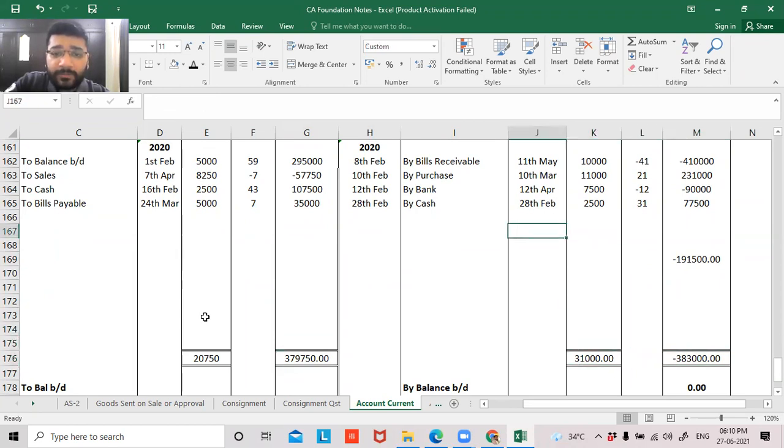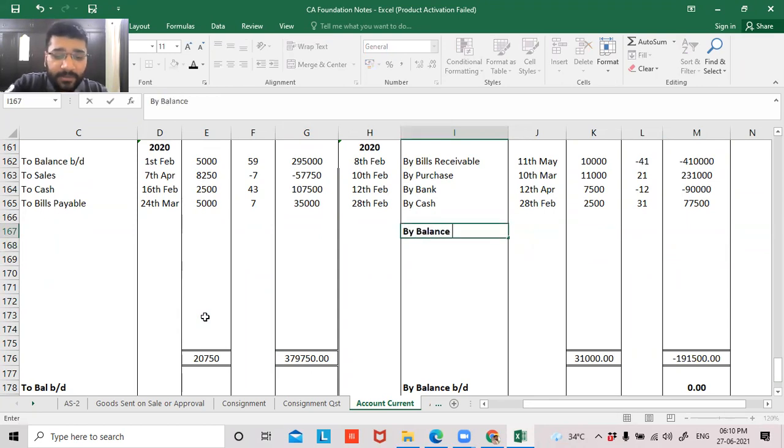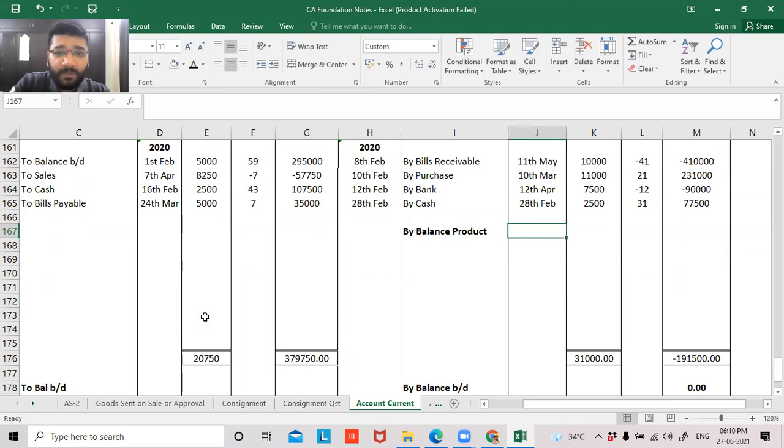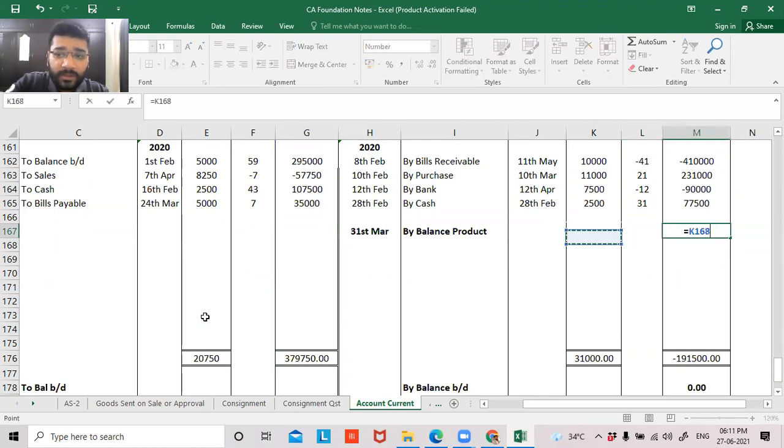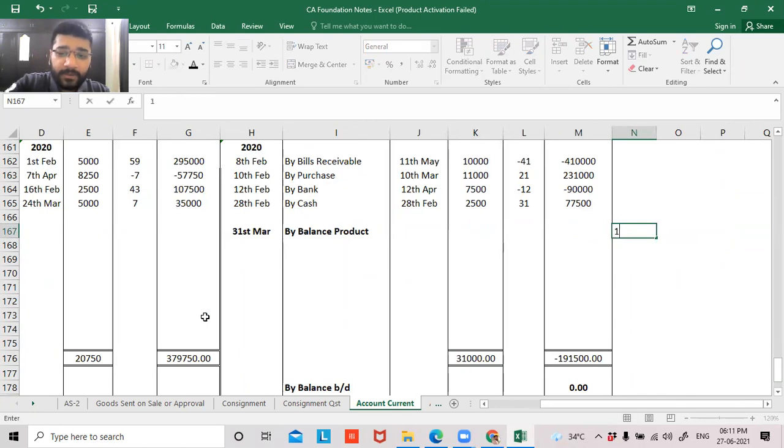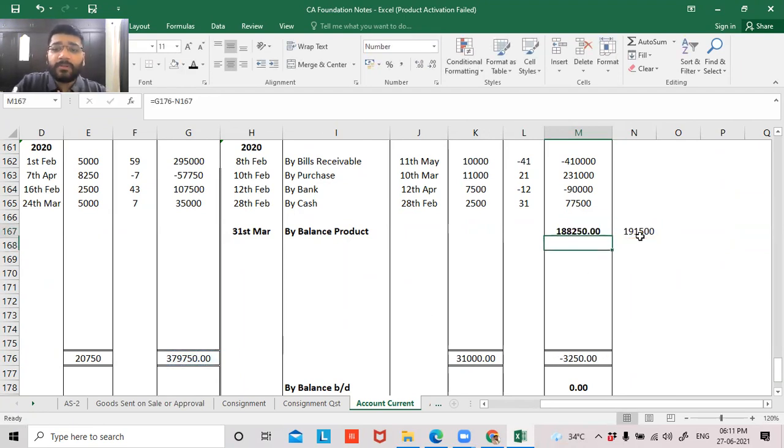Please tell me what is the balance of the product. By balance product. This will be on 31st March. This is getting 1,91,500, right? So it will be 3,79,750 minus the total of the credit. So guys, are you getting by balance product 1,82,250?